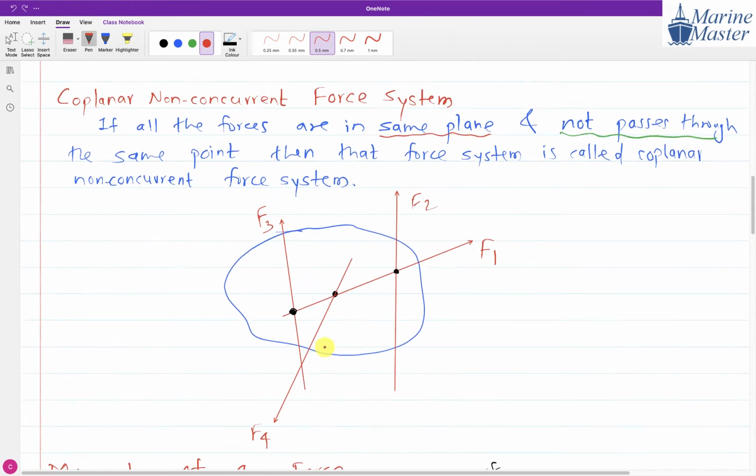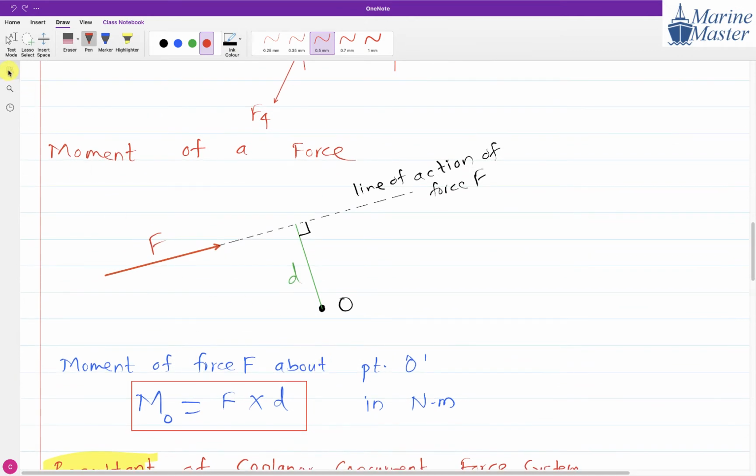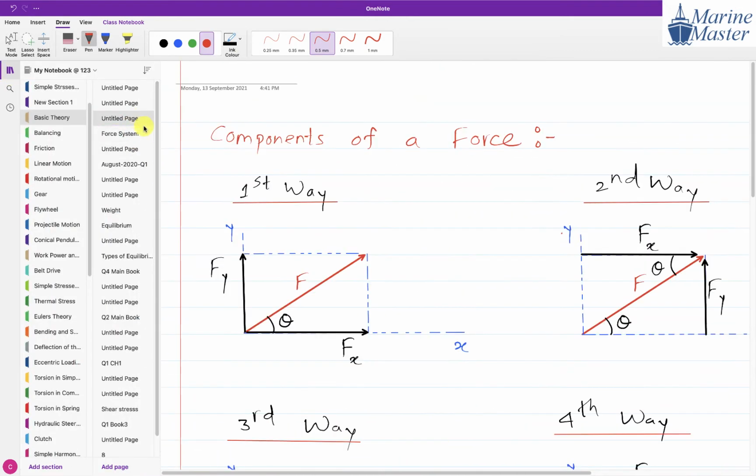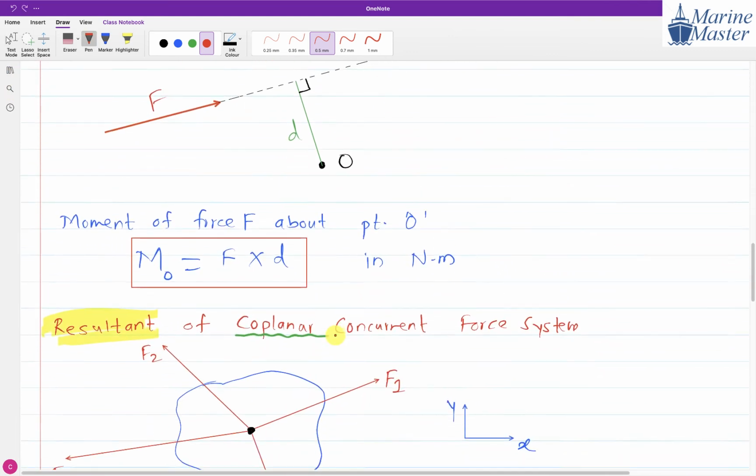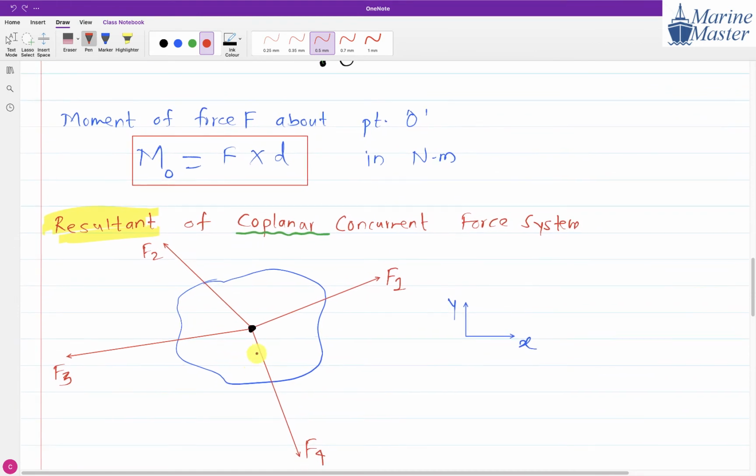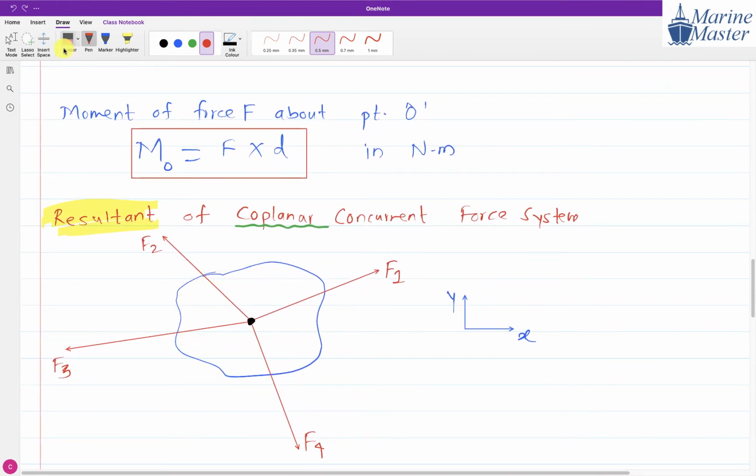So earlier, what have we seen? Initially we saw components of a force: from a given force F, we found its components, replacing F by its two components. Now the next thing is a coplanar concurrent force system.